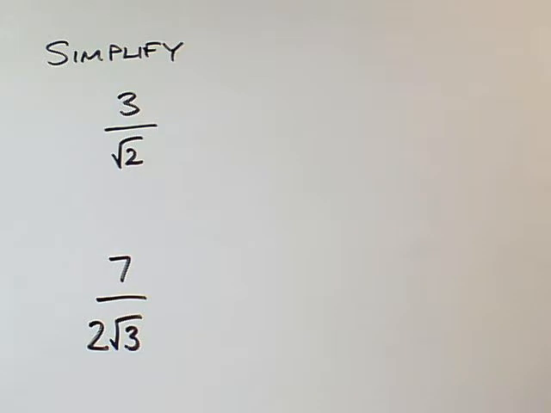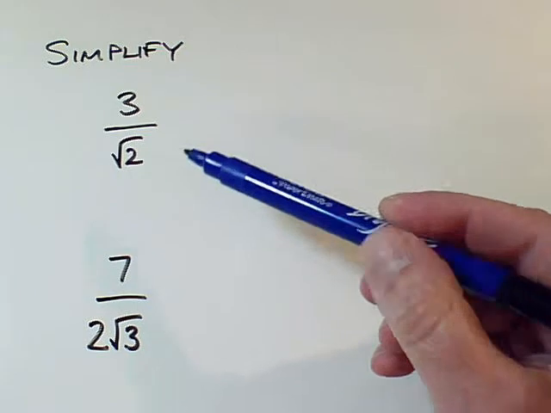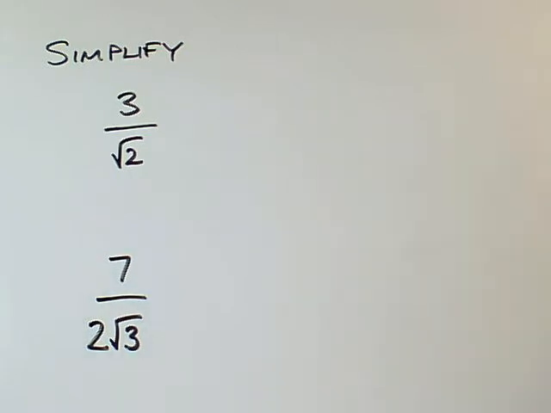Okay, now we're going to look at simplifying when I have a square root on the bottom of a fraction. For this we'll need to remember how we get equivalent fractions.